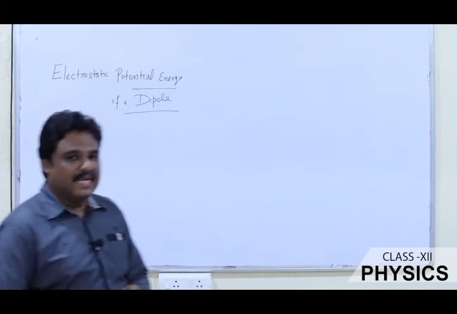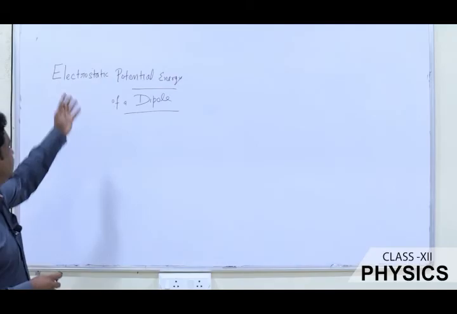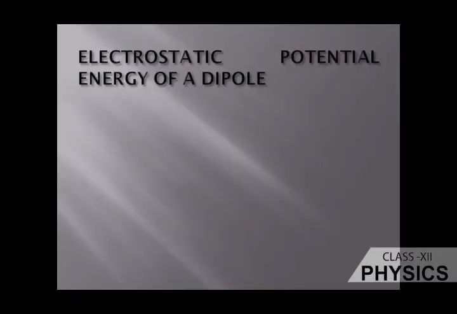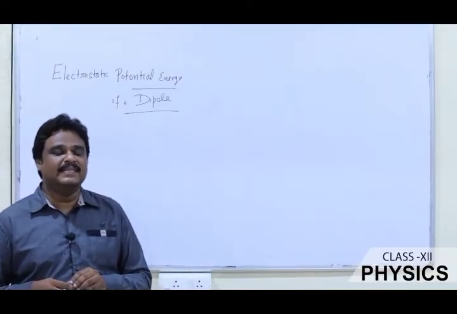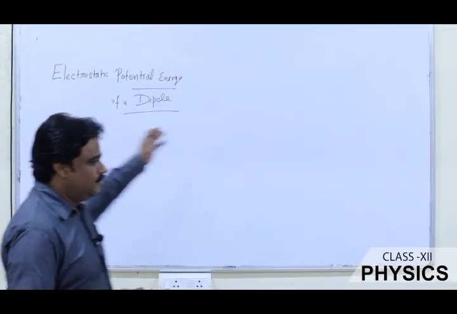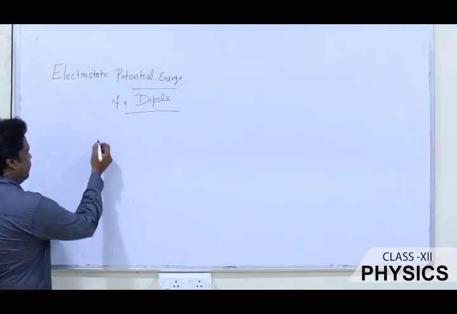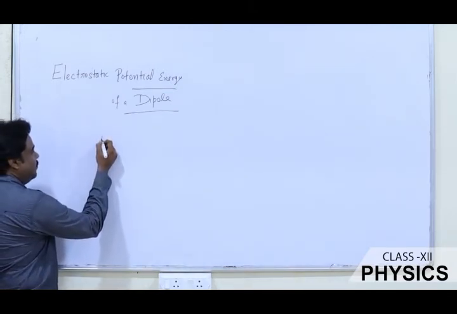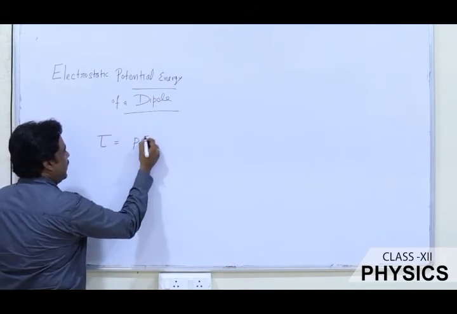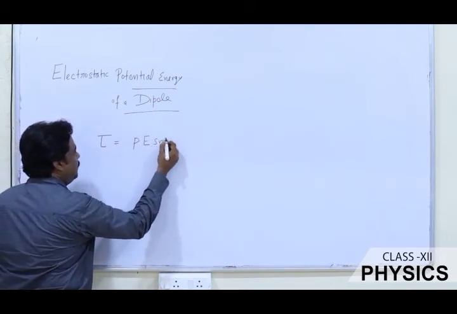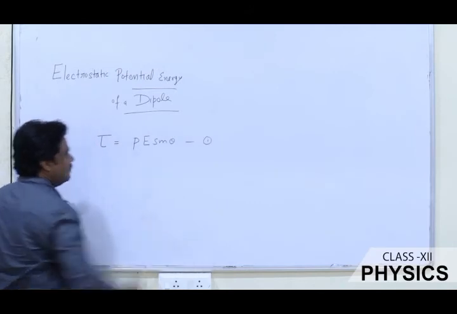I'm going to get into the last topic of electric potential, that is, we are going to derive an expression for electrostatic potential energy of a dipole. Our aim is to find what is the electrostatic potential energy of a dipole. To get the expression, I am going to start from a familiar expression. We know the torque experienced by a dipole: tau is pE sin theta. I am going to mark it as equation number 1.